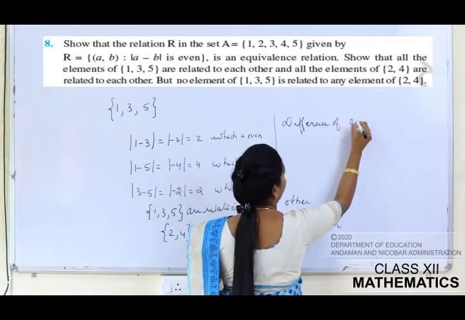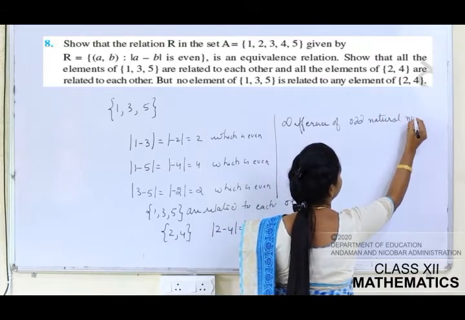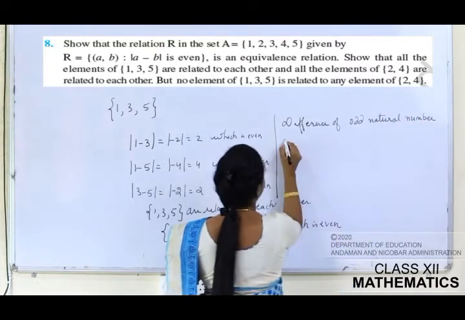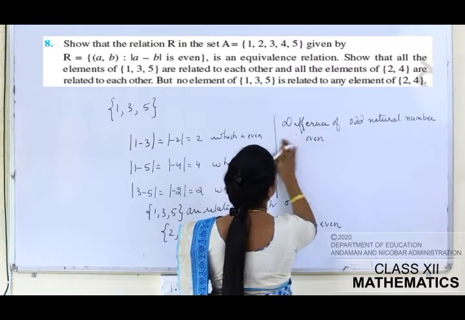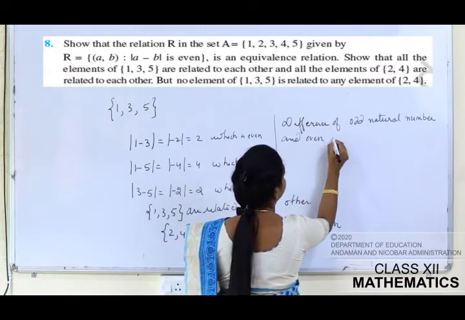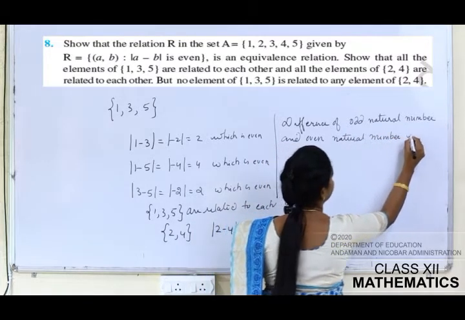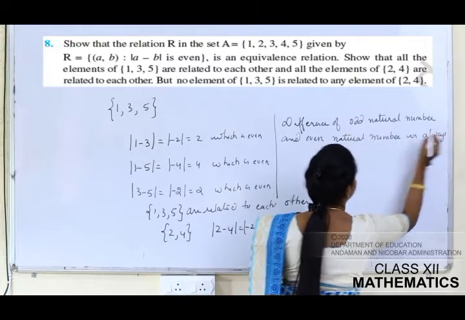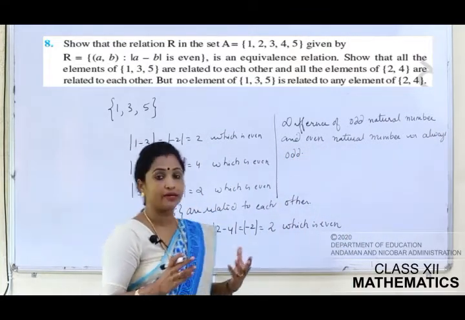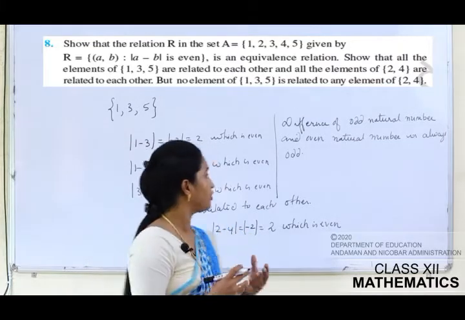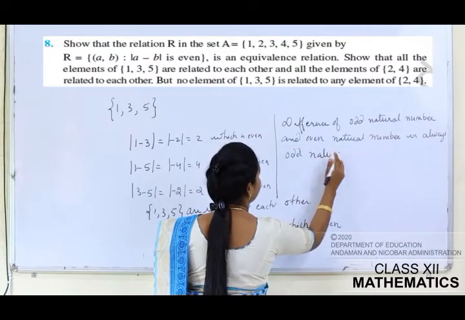of odd natural number with even natural number, difference of odd natural number and even natural number is always odd. Okay. आप कभी भी odd natural number और even natural number का difference निकालेंगे, you will observe that you are going to get the odd natural number. So what can you say?